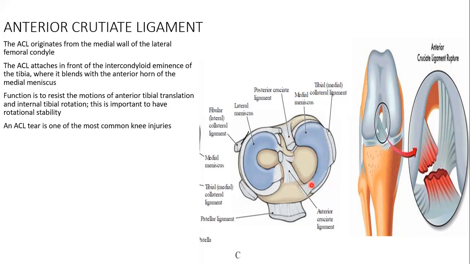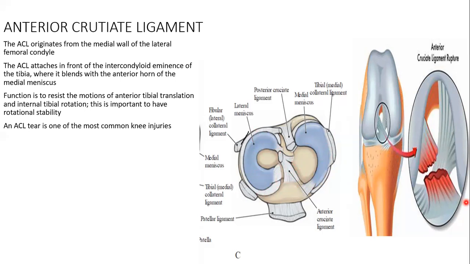And the anterior root inserts on the front of the intercondylar eminence of the tibia. So the menisci are basically just like ligaments, articular surface. Then you're going to have the medial meniscus and the lateral meniscus. So the anterior cruciate ligament runs from the lateral condyle to the front of the intercondylar eminence of the tibia. Okay, so that is the anterior cruciate ligament.